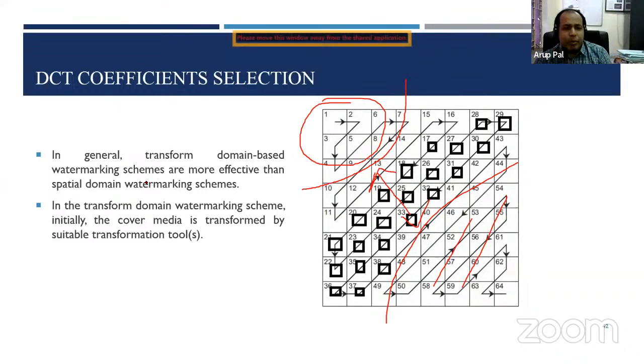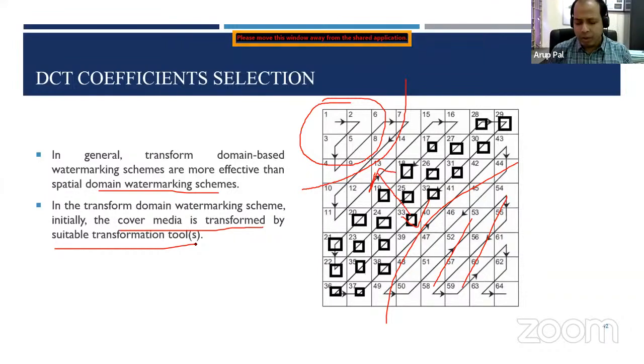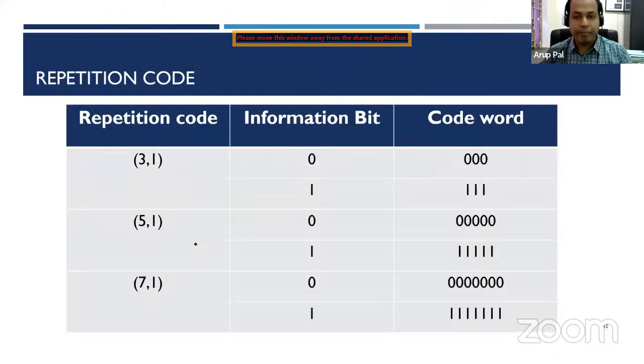In general, transform domain-based watermarking schemes are more effective than spatial domain watermarking schemes. In transform domain watermarking, the cover media is transformed by suitable transformation tools. The more standard algorithms use hybrid transformation tools to make it more robust. In this particular algorithm, we have used the repetition code. Repetition code means, suppose the information bit is 1, I convert it to a code word of 3 bits. If the information bit is 0, it becomes 000, and if the information bit is 1, I consider it 3 times, 111.